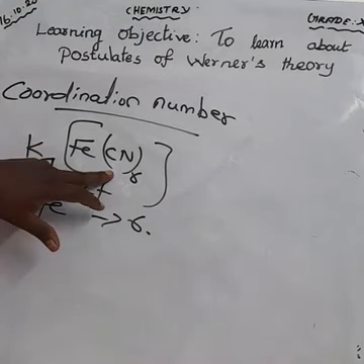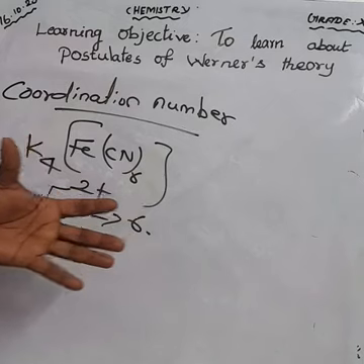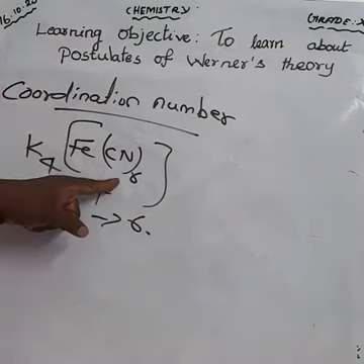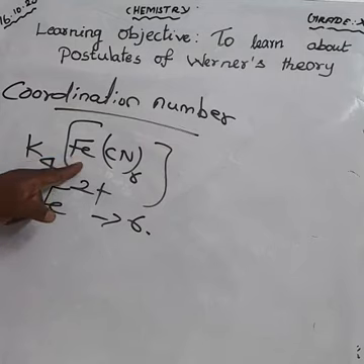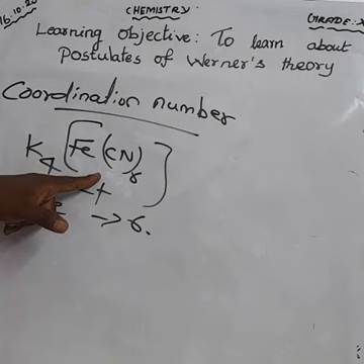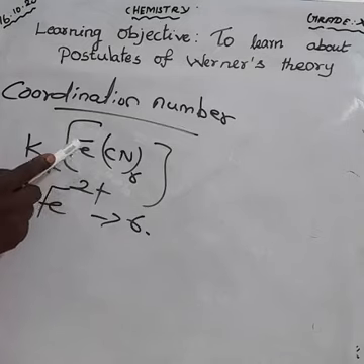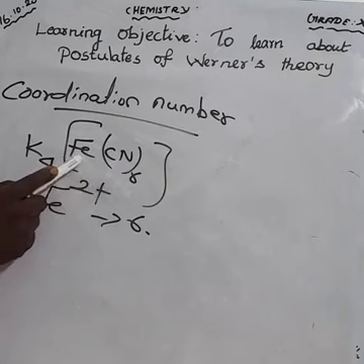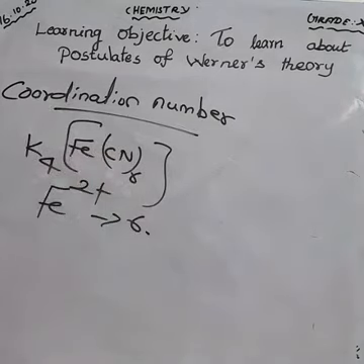Then you can give the definition. The number of ligand donor atoms bonded to the central metal ion in a complex is called the coordination number. In other words, the coordination number is equal to the number of sigma bonds between the ligands and the central atom. Here Fe2+ contains 6 ligands bonded in different directions, so we give the number 6.